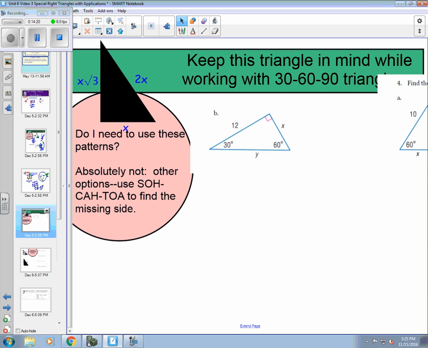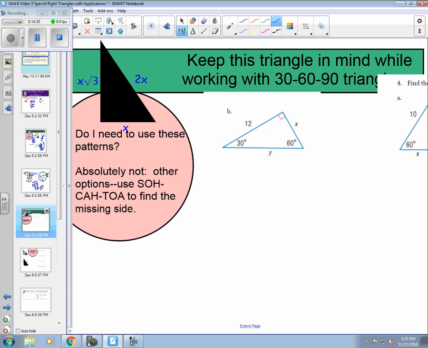Okay, what are the missing lengths here? It's a 30-60-90 triangle, and again, you can see the angles written in there. So we want to look at what side we know. This is the longer leg. It's not the hypotenuse. The hypotenuse is always across from the right angle.